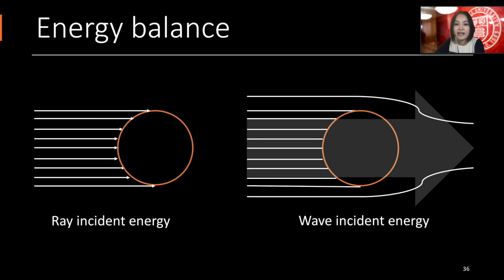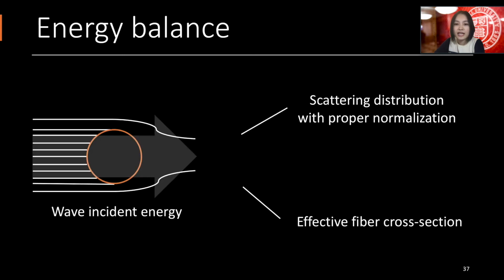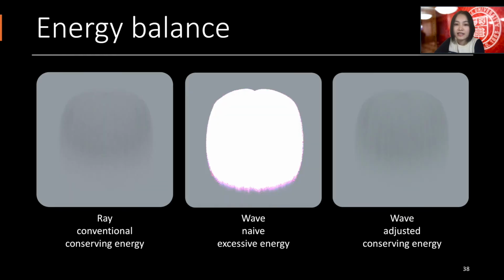The reason is that the incident power in the wave sense is larger than what a path tracer collects. The illustration on the right tries to show that there's light bending due to diffraction that is considered as missing rays in the ray model. Thus, the effective cross-section in the wave case can be larger than the geometric cross-section. To account for this, we conduct proper normalization when computing the scattering distribution, and we propose to enlarge the geometric cross-section at intersection test to achieve energy balance. On this slide, the third image shows that the new wave optics render conserves energy.